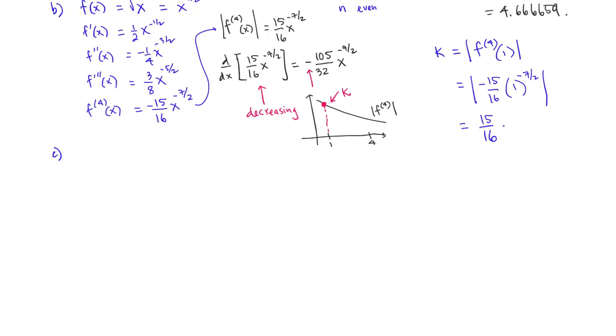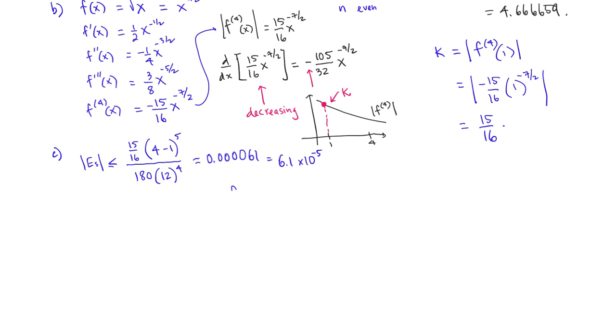The error bound for the Simpson rule guarantees that the error E sub s is less than or equal to k, which is 15 over 16, times b minus a, but b is 4 and a is 1, raised to the fifth power over 180 times n, but n is 12, to the fourth. This is approximately 0.000061, or 6.1 times 10 to the negative fifth power.